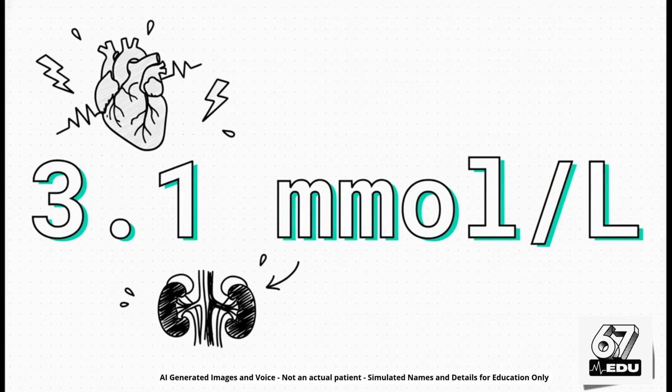And then there's this number staring at us, 3.1 millimoles per liter. That's her potassium level, and it is dangerously low. It's a huge red flag that emphasizes the severe electrolyte shift risk happening right alongside her acidosis. We have to watch these electrolytes like a hawk, because shifts here represent a massive risk to Chloe as we push forward with her treatment.